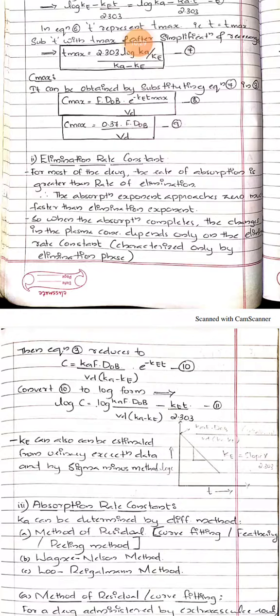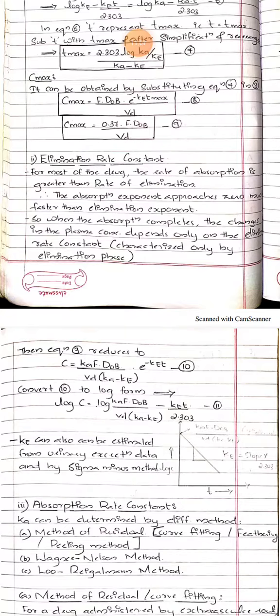Then we convert that equation to its log form. So you will get log C = log [Ka × F × D0B / (Vd × (Ka − Ke))] − Ke × t / 2.303. So we converted that equation into its log form, and you got a linear equation.